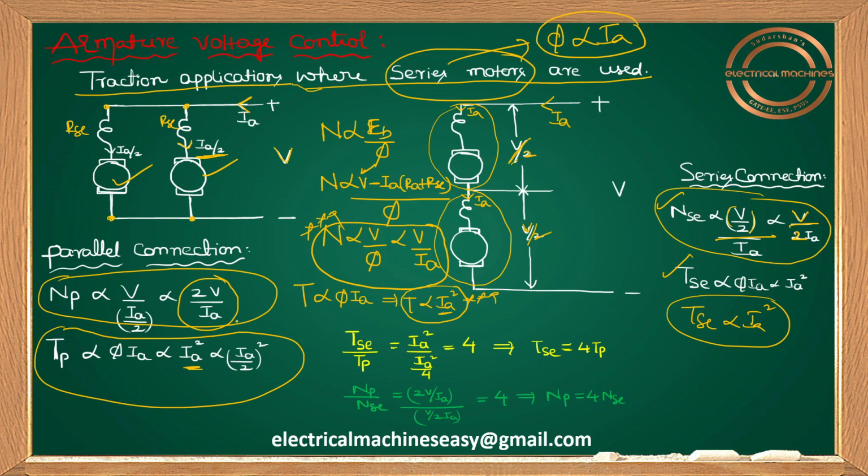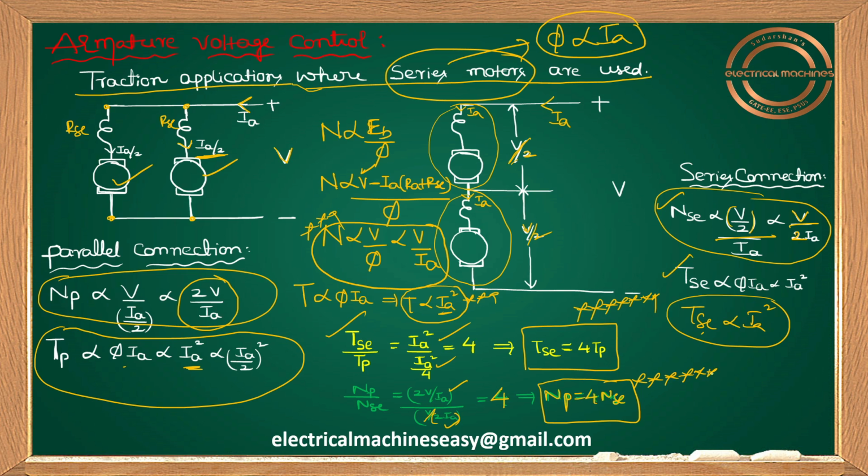Now let us find TSC by TP first. TSC means IA square, TP means IA square by 4. It becomes 4. So TSC equals 4 times TP. Just try to remember, very important. Next, NP by NSC. NP is 2V by IA, NSC is V by 2IA. So what value do you get? Once again, 4. That means NP equals 4 times NSC. This is what you have to remember.